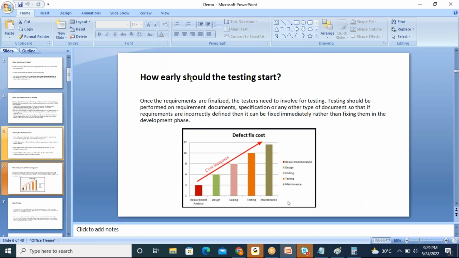Yeah. The next question, how early should the testing start? If you can see this figure, these are all the phases: requirement analysis, design, coding, testing, and maintenance. Whenever the defect is identified by us in requirement analysis itself, the cost will be reduced compared to here. Here, after the coding, testing is the phase, meaning we are actually coming to this picture.